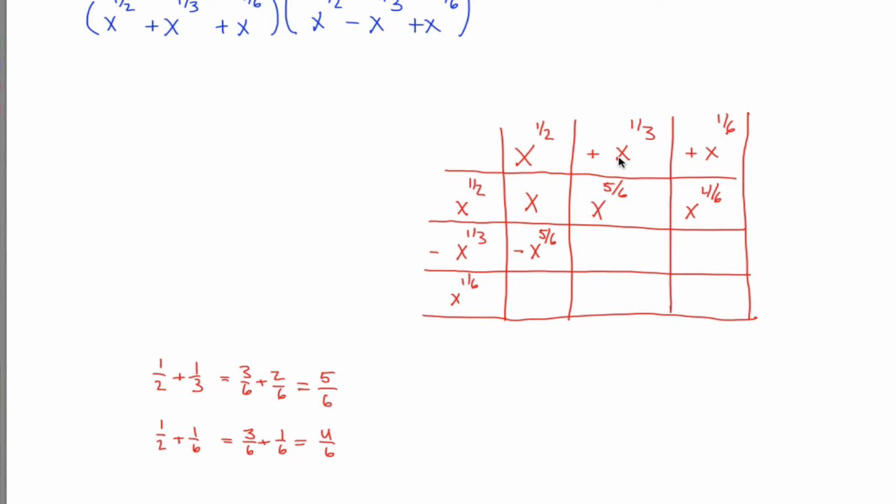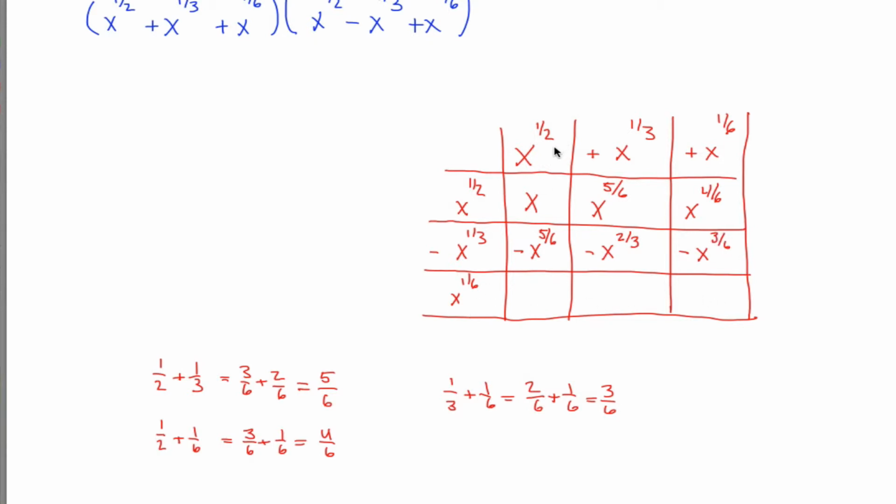x to the 1/3 times x to the 1/3. I need to add up those two exponents. 1/3 plus 1/3 is 2/3. And a negative times a positive is a negative. So I get negative x to the 2/3 power. And then over here I have x to the 1/3 times x to the 1/6. Then again a negative times a positive. 1/3 plus 1/6, because I haven't done that one yet, maybe I'll do it down here. I end up getting 3/6, because 1/3 is the same as 2/6, and 2/6 plus 1/6 is 3/6. Isn't that the same as 1/2? Yep. I'll do that in the next step.